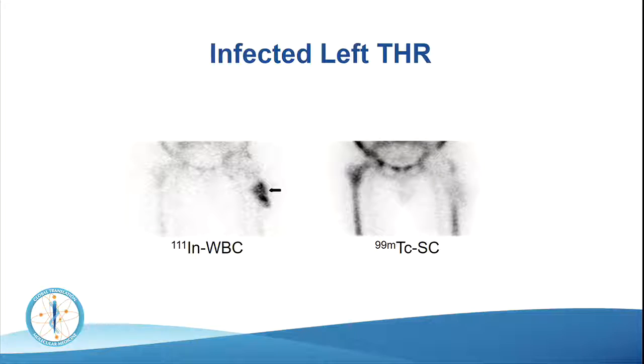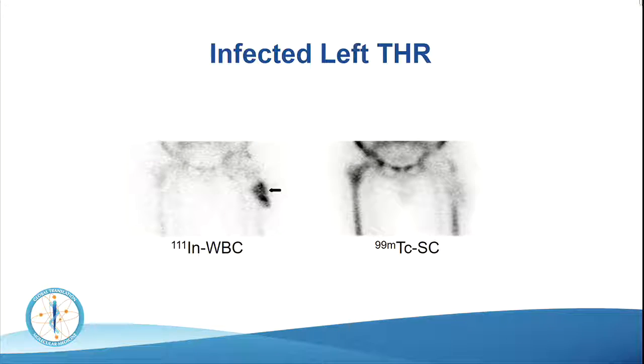In our own experience, and we certainly haven't published it yet, we have not found that SPECT CT improves the accuracy of the diagnosis of prosthetic joint infection, but we do find it useful in evaluating the extent of the infection insofar as the distribution of abnormal labeled leukocyte uptake corresponds to infection.